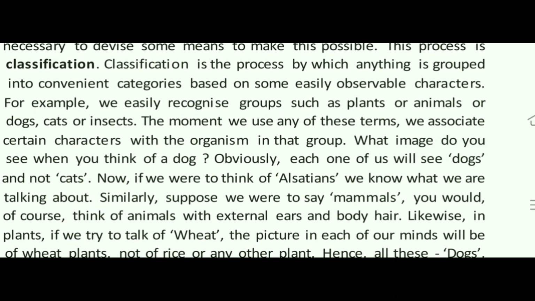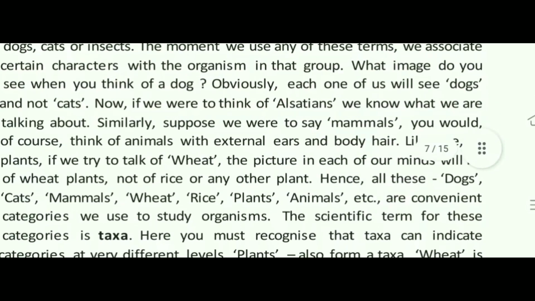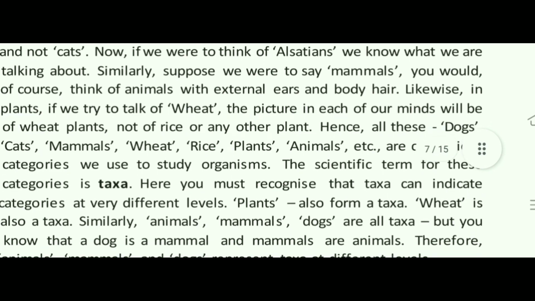Since it is nearly impossible to study all the living organisms, it is necessary to devise some means to make this possible. This process is classification. Classification is the process by which anything is grouped into convenient categories based on some easily observable characters. For example, we easily recognize groups such as plants or animals, or dogs, cats, or insects. The moment we use any of these terms, we associate certain characters with the organisms in that group. What image do you see when you think of a dog? Obviously, each one of us will see dogs and not cats.